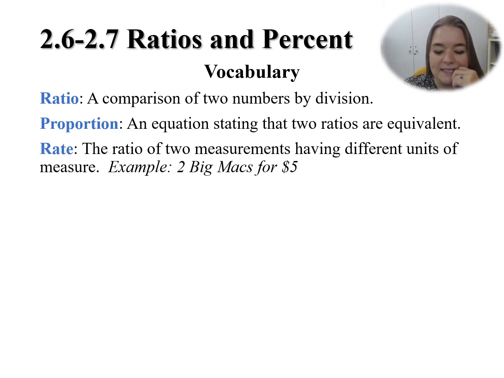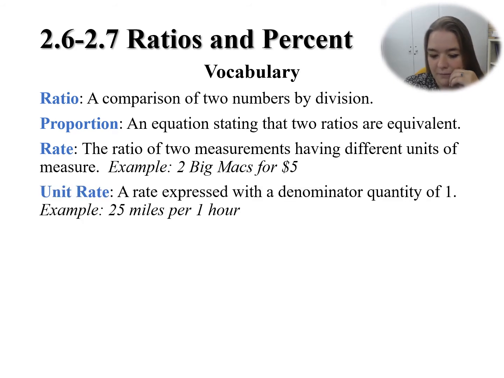A rate is the ratio of two measurements that have different units of measure. For example, the McPick 2, where you get two Big Macs for $5. But if I want a unit rate, I need to have the denominator as a value of 1. So a rate expressed with the denominator quantity of 1, like 25 miles per hour. And in that, per hour is implied per 1 hour.